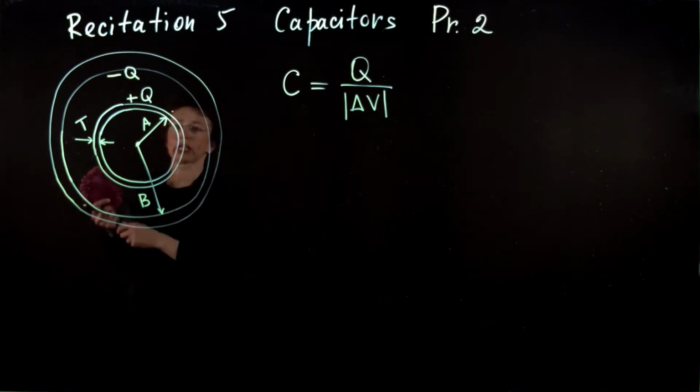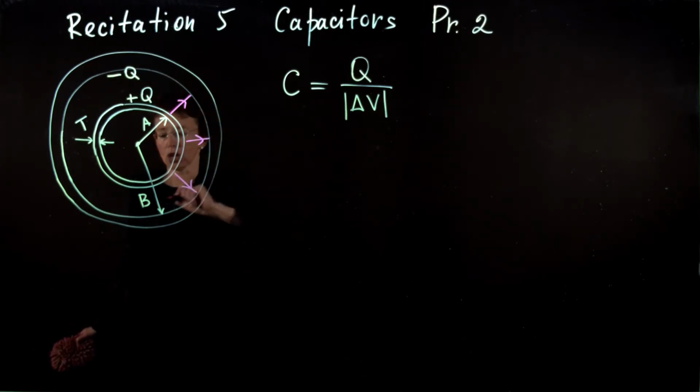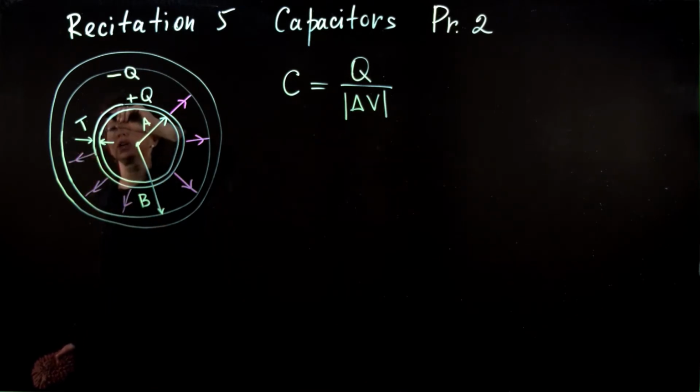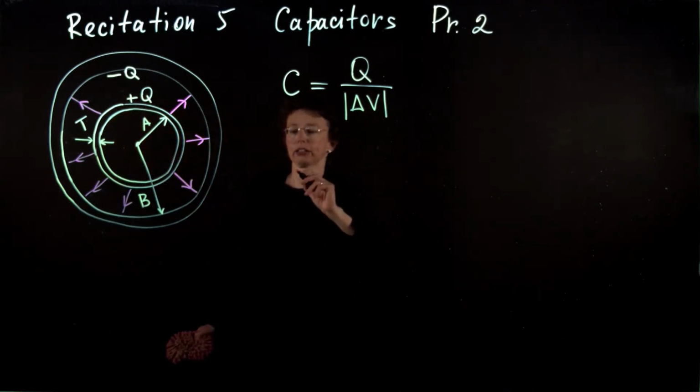And there will be an electric field in the radial direction. I will do it in red. So there will be electric field from plus to minus in the radial direction between these two shells. And this is the electric field we are interested in, because we need to find delta V. What is this delta V?